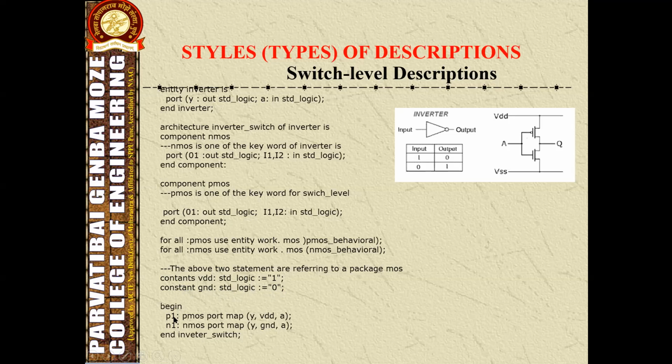We have one transistor, P1, the PMOS output transistor, which maps the ports of the PMOS component. This PMOS component operation port will be mapped here, with Y provided as the output, VDD the constant, and A the input, which is declared in the entity. Similarly, the NMOS port components we have declared here will be mapped.